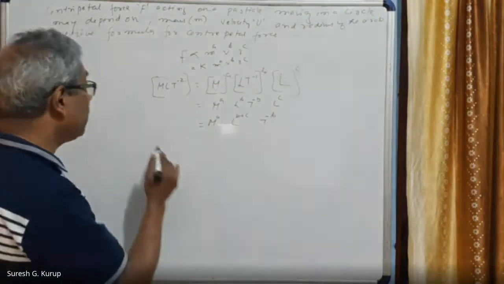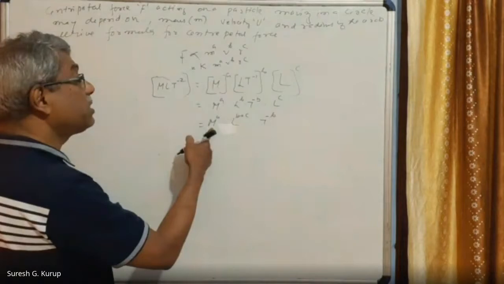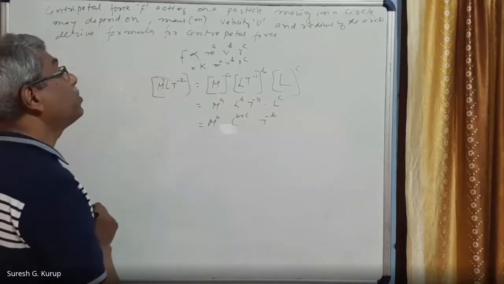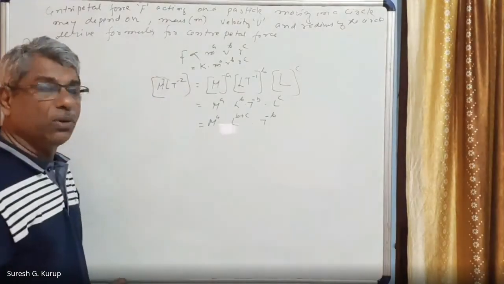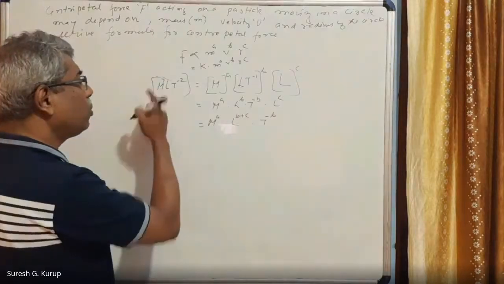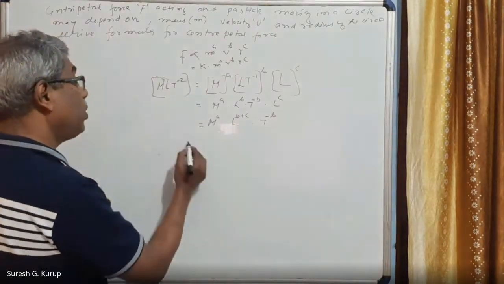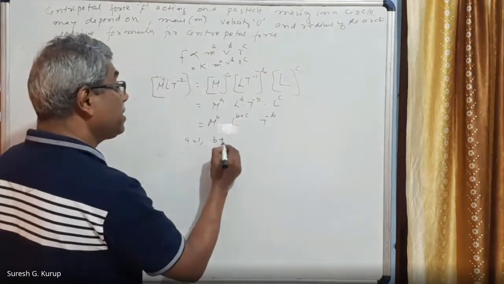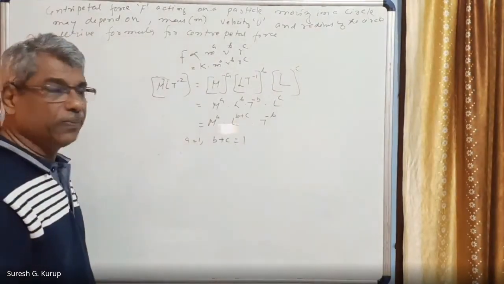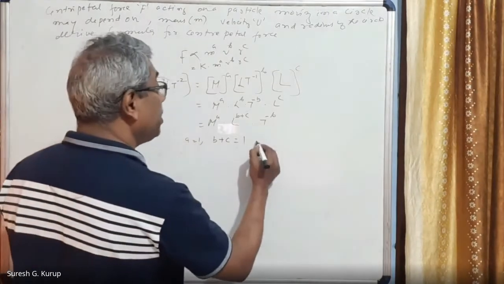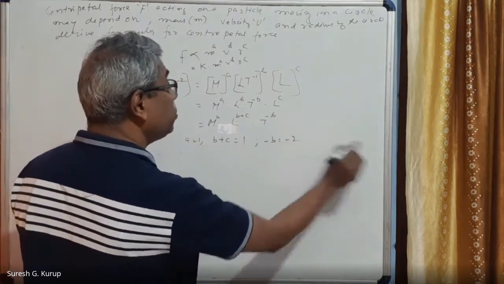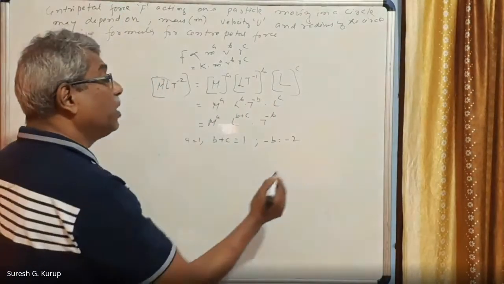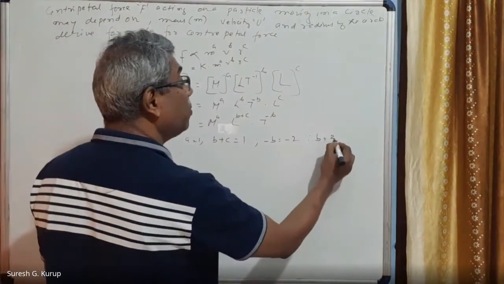Now equating the powers. Powers equated means this side M and this side also M. This M has its power equal to 1. This L has power equal to 1. And T has power equal to minus 2. So here a is equal to 1 you can write. Next, b plus c is equal to 1 you write. Right? Last, minus b is equal to minus 2. Therefore, b is equal to 2 only.